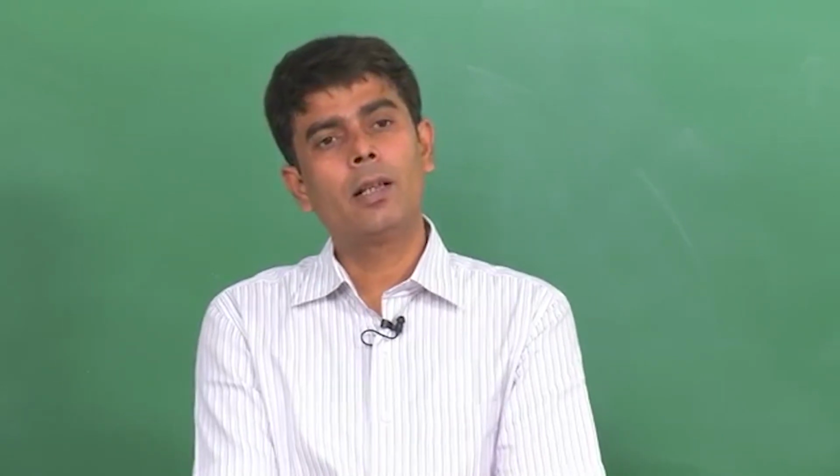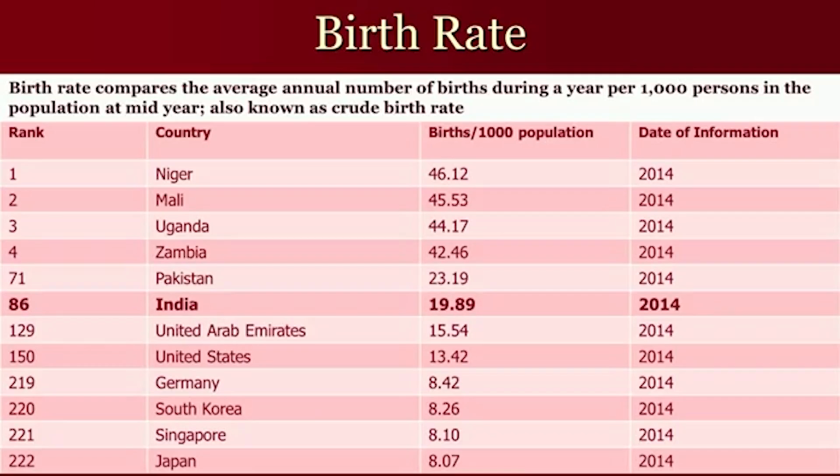Another indicator is the birth rate. Birth rate compares the average annual number of births during a year. This also shows how good a position we are in, because birth rate is one of the rates which contributes to the growth of the population. Our rank in terms of birth rate is 86, while some of the African economies have the first ranks. Niger, Mali, Uganda, Zambia are first, second, third, fourth in the world in 2014.